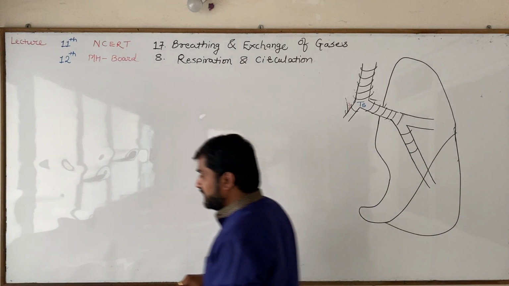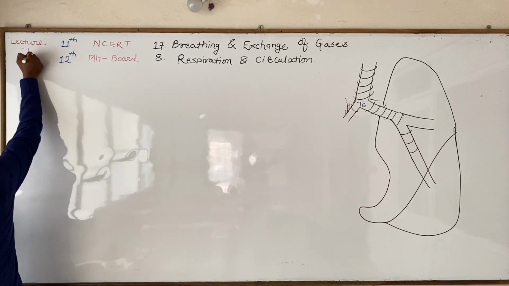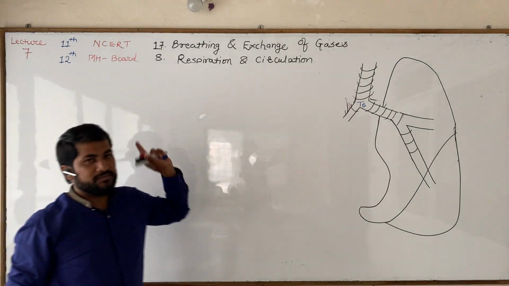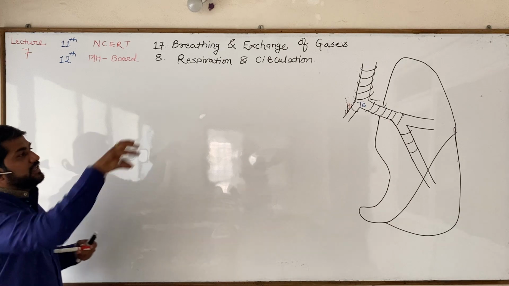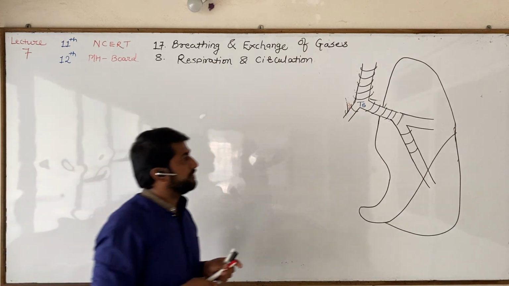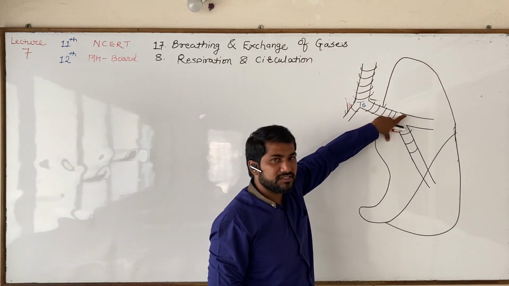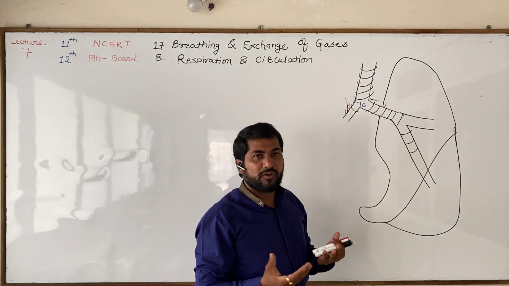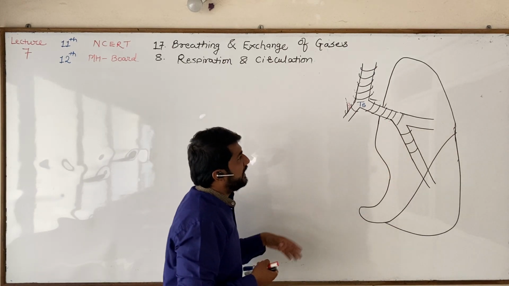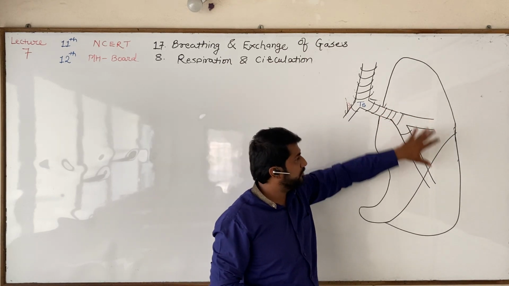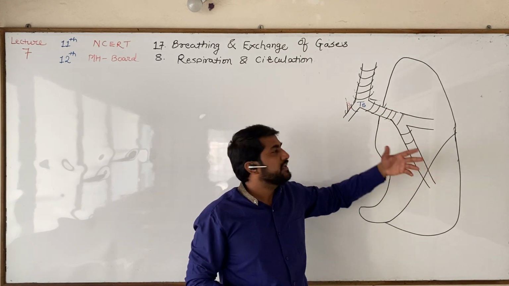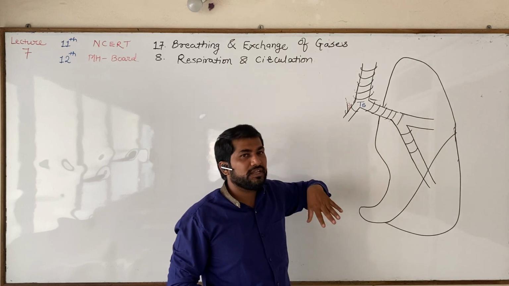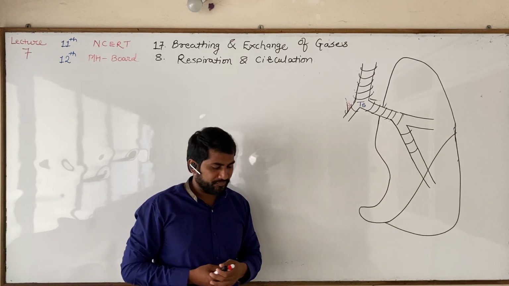Now, in the 7th lecture of the chapter respiration, we are going to study internals of lungs. Internals of lungs consist of bronchi and its branches called bronchioles. Actually, I am drawing here only the left lung. Similar structures will be observed in the right lung also.